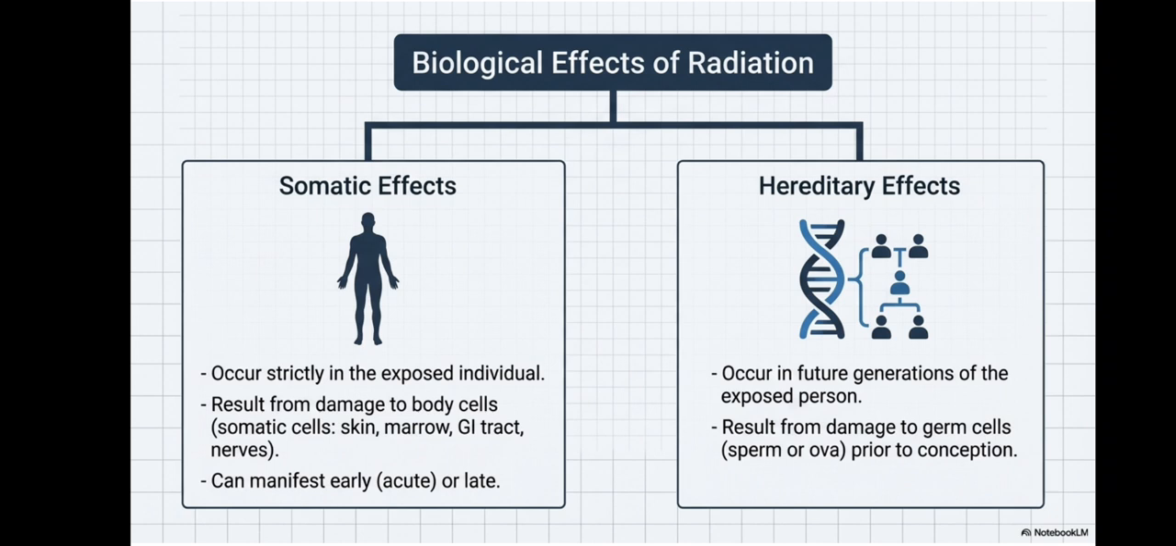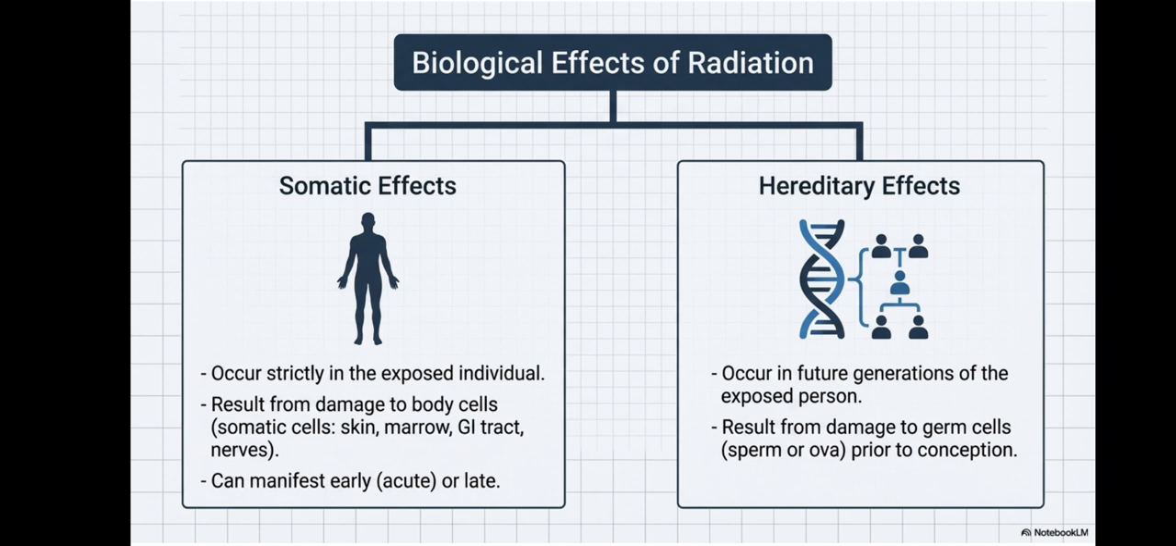Dose response, early or earlier effect of somatic effect. Earlier somatic effects show a threshold dose, that means below a certain dose there is no effect. Above the threshold, severity increases with dose. Therefore, the effect is called a deterministic effect. Examples include skin erythema, hair loss, sterility, cataract, tissue necrosis.